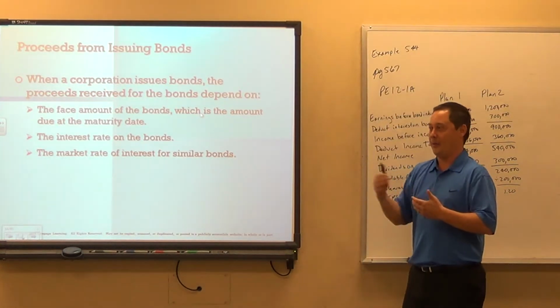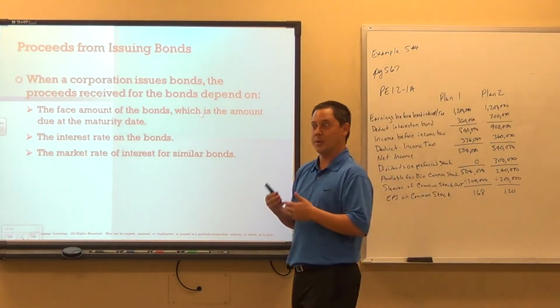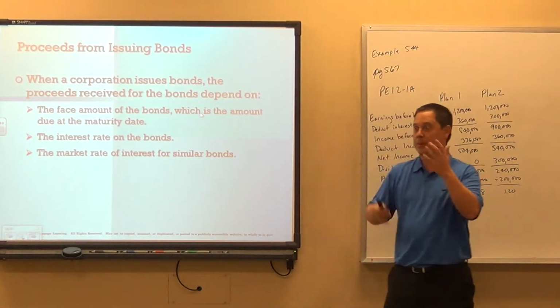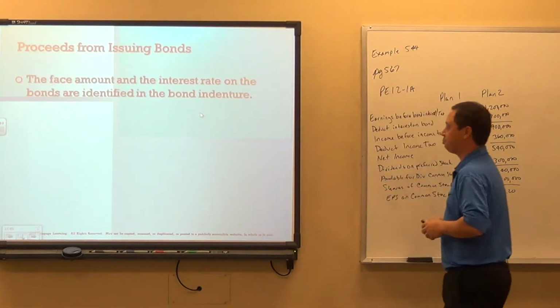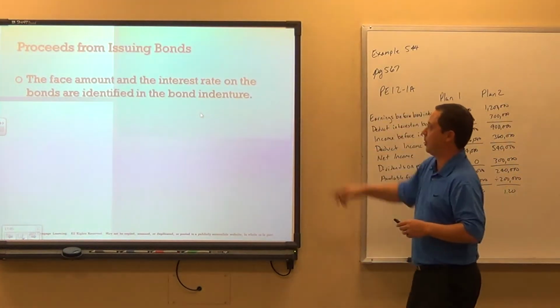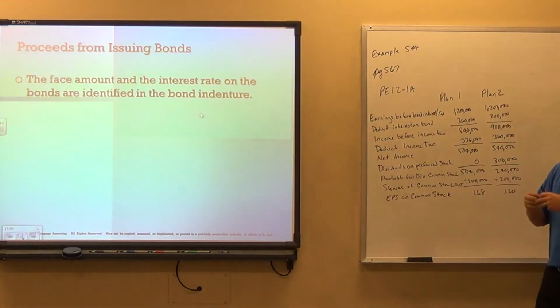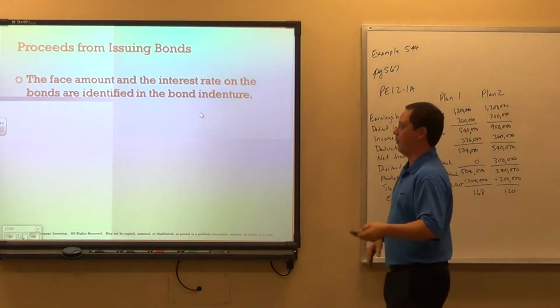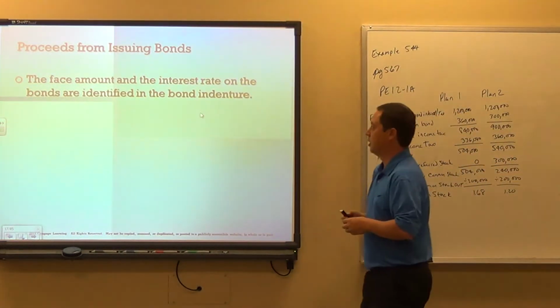So I would have to give you a discount on it to purchase my bond, or a premium, depending on which way it went. So the face amount and the interest rate on the bonds are identified in the bond indenture. So it's just basically, this is what we're writing, we're putting out there in the market. Hopefully people will purchase those.